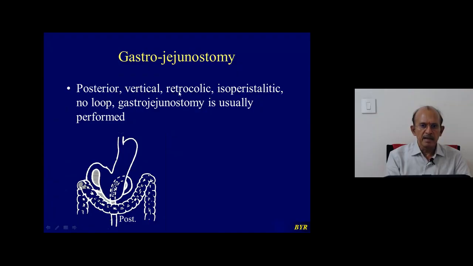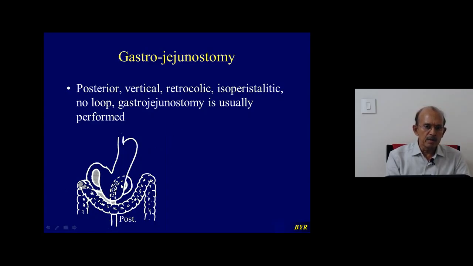Then it is behind the transverse colon. It is isoperistaltic. Isoperistaltic means the peristaltic waves of the stomach go down like this, and the jejunal peristalsis goes down like this. That means both of them are in the same direction. So the jejunal loop is arranged in such a way that its peristaltic waves also pass in the same direction as that of the stomach. So that is called isoperistaltic.